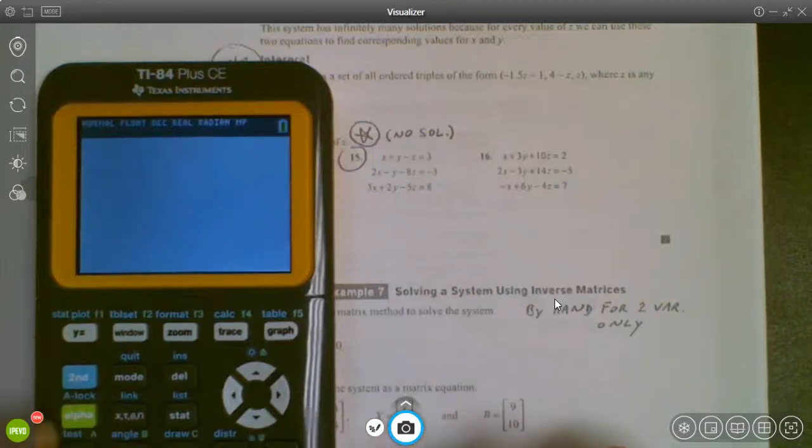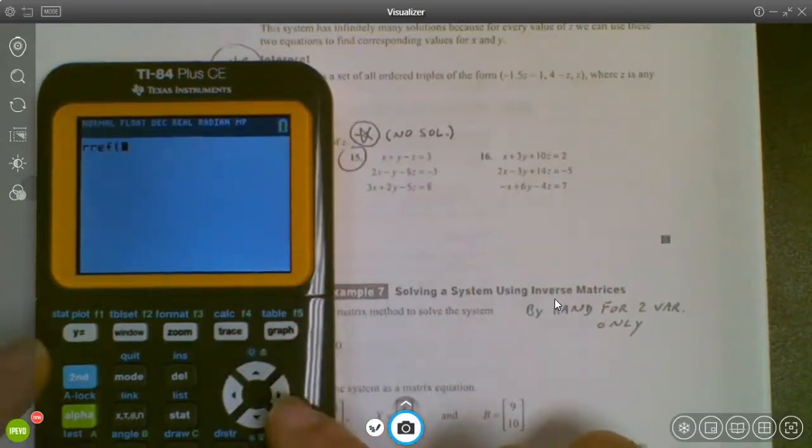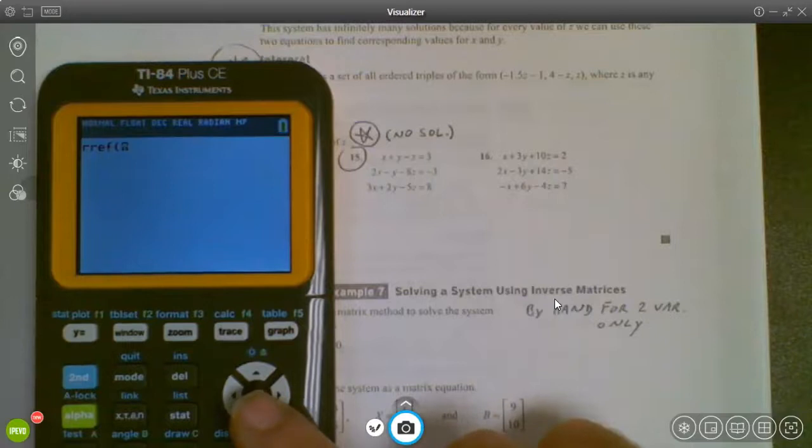Sorry, we need to quit and get back out to the home page before I start doing all that. Go back into matrix. Let me try that one more time. Let's identify matrix A, because that's where we put it.